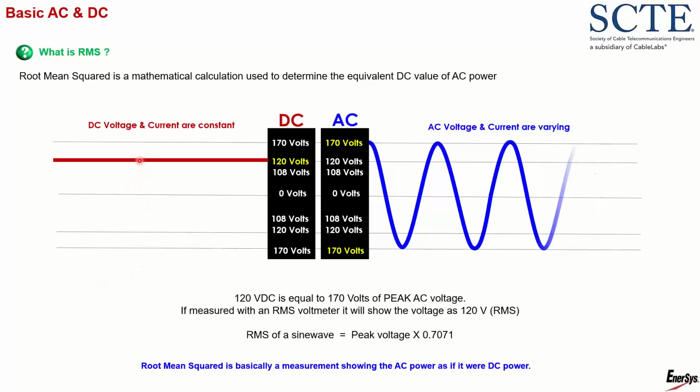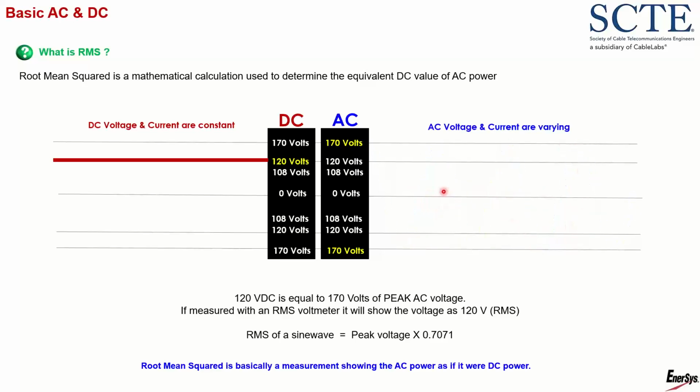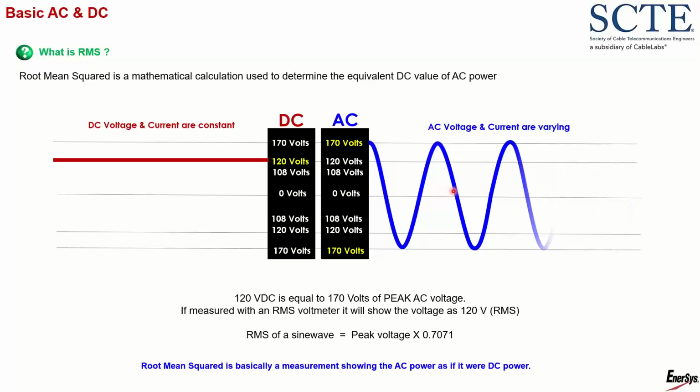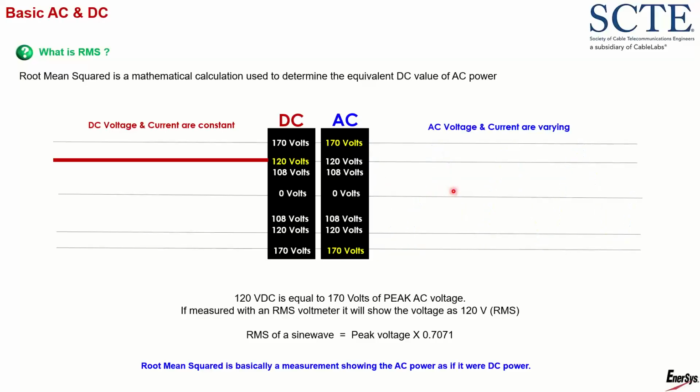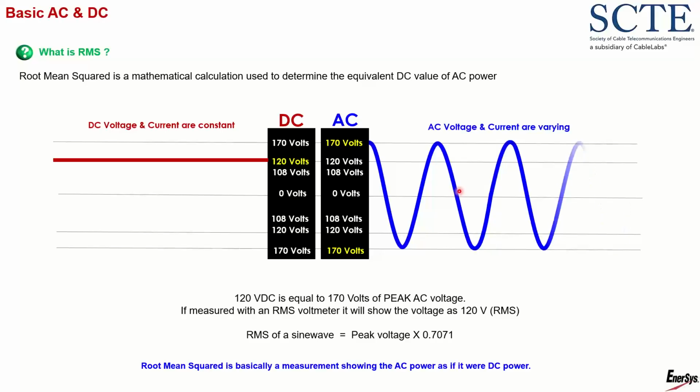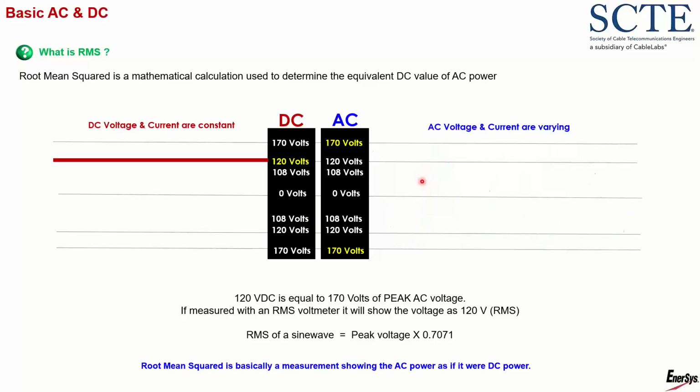Okay, so DC is constant, 120 volts all the time here on my DC side, but on the AC side, it's all over the place, right? 0 volts going to 170, maybe 120, maybe 60 volts, right? It's constantly changing. So it's really hard to figure out exactly what I have on an AC side or in an AC circuit because the voltage is always changing. So I use this mathematical equation, and this mathematical equation tells me that if I want the same amount of energy in an AC circuit, I have to produce a peak voltage of 170 volts to equate to the same amount of energy I would have on a 120 volt DC circuit.